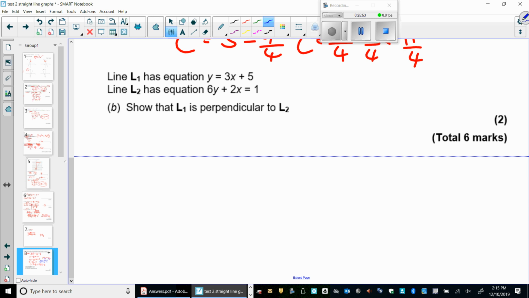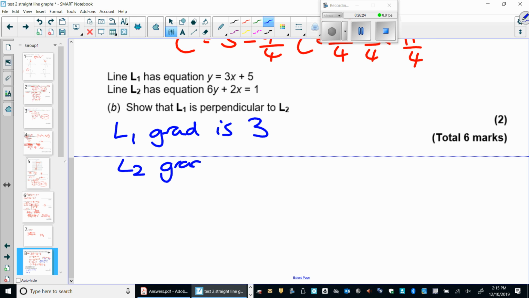Right, this bit here, it says line 1 has this as that equation, line 2 has this, show that it's perpendicular. There was one very similar in the assignment. It could have even been exactly the same question. If you're showing that something's perpendicular to something else, you have to identify both gradients. You cannot just identify one. So you need to tell me L1 gradient is what? 3. Just that statement is enough to show me you know what the gradient is.